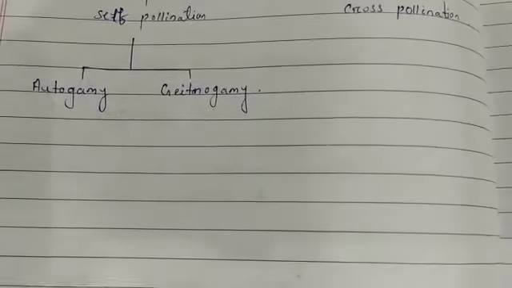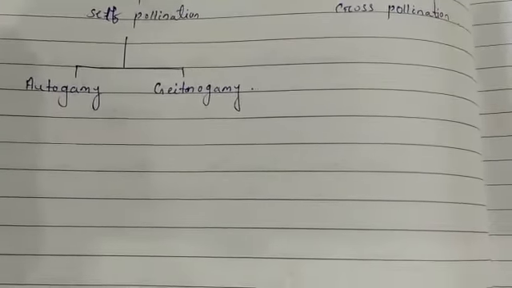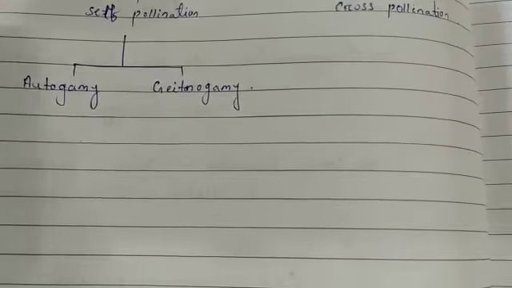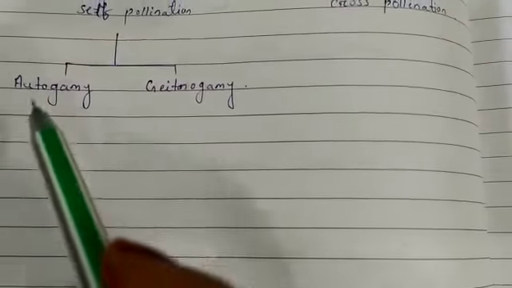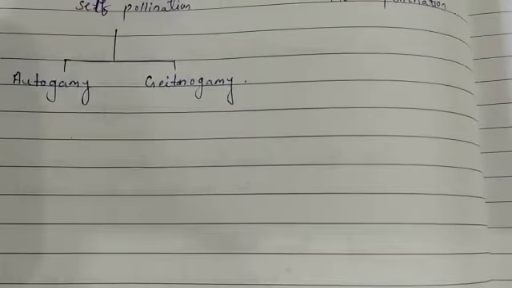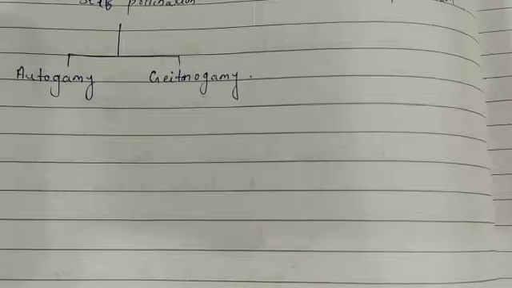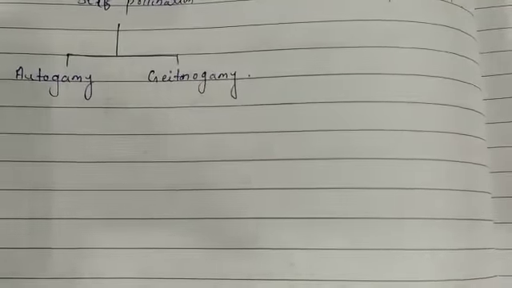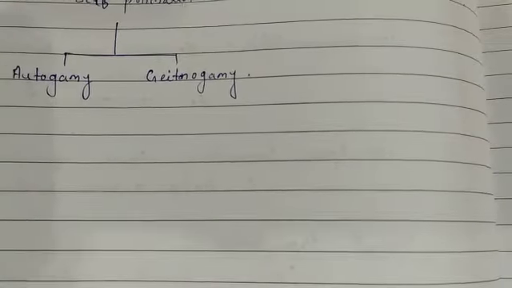So when the anther and stigma come together in the same flower, that is, the anther of the same flower comes to the stigma of that same flower, at that time it is known as autogamy. And when the anther of one flower and the stigma of another flower of the same plant come together, that is known as geitonogamy. This may require the help of a pollinating agent or can be achieved by gravity.